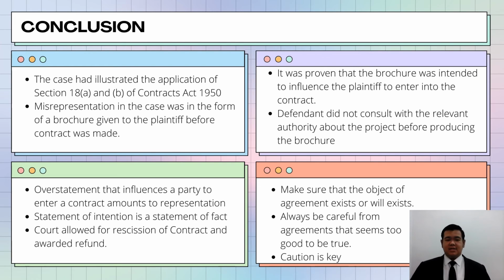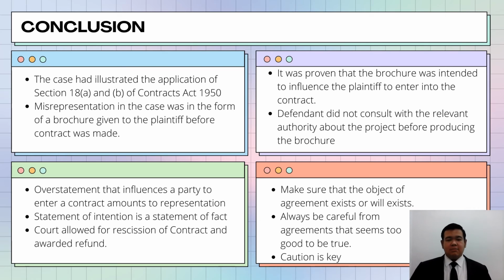From the detailed discussion that we have made, it can be seen that the case of Low Kon Fatt against Port Klang Golf Resort Sdn Bhd illustrated the concept of misrepresentation in Malaysian contract law and became a clear case to illustrate Section 18A and 18B of the Contracts Act 1950.